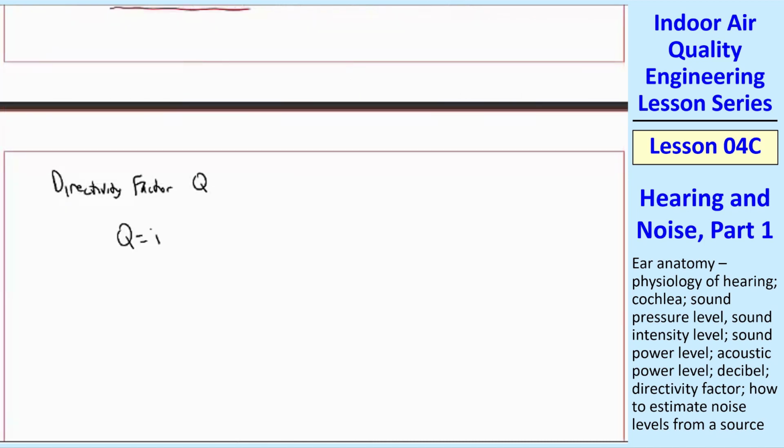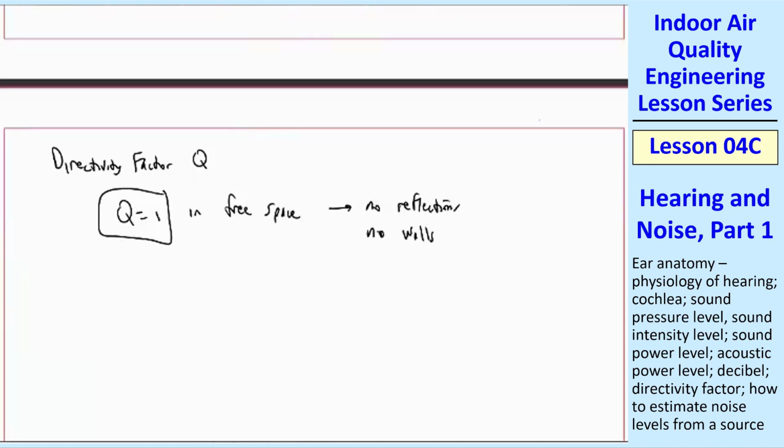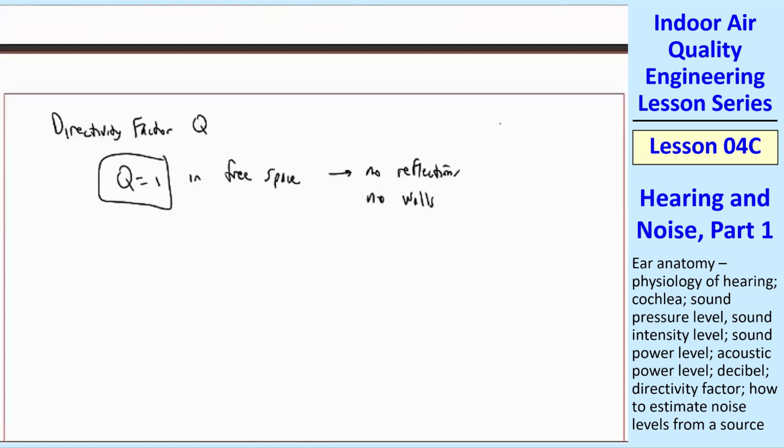Q is equal to 1 in what we call free space, and that means there's no reflections, no walls. So you're out in free space. Now, if you were in space, you wouldn't hear anything because it's a vacuum, but we mean in air. So you just have your source, and it's making sound waves that are spreading out radius R in 3D, of course. And there's no walls around to hinder that. I'm in my office right now recording this, and there's walls all around and a ceiling and a floor, so I am not in free space.